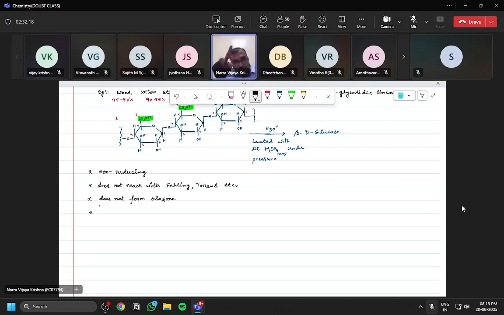Cellulose, like starch, cannot be hydrolyzed or fermented, right? Starch on fermentation with yeast gives glucose, which on further fermentation forms alcohol. But in cellulose, all are beta glycosidic linkages, so I require special enzymes, emulsin. So it is not fermented by yeast and is not hydrolyzed like starch.